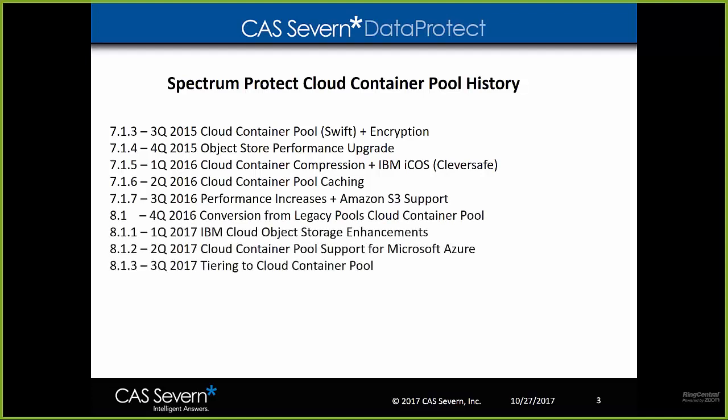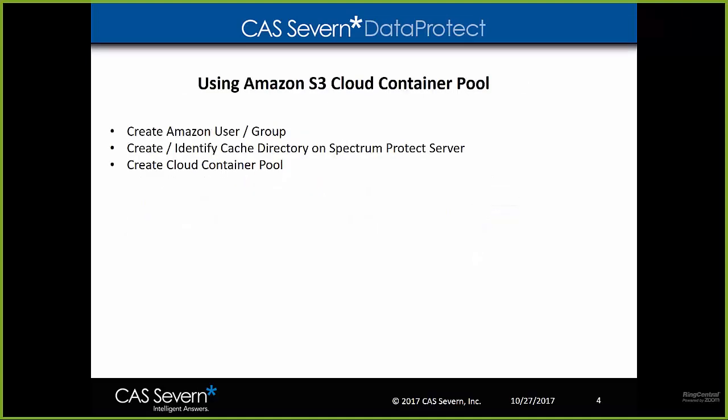Today, the integration with Amazon S3 that we're going to talk about started in version 7.1.7 in the third quarter of 2016. So if you're at 7.1.7 or beyond, you're going to be able to configure this on your Spectrum Protect system. And there have been upgrades to the Operations Center to make this much easier to deploy. You're going to see that in just a few steps, we can be sending data to Amazon S3.